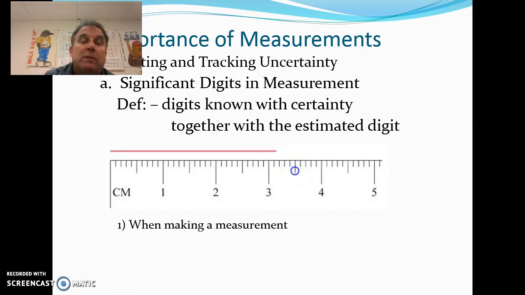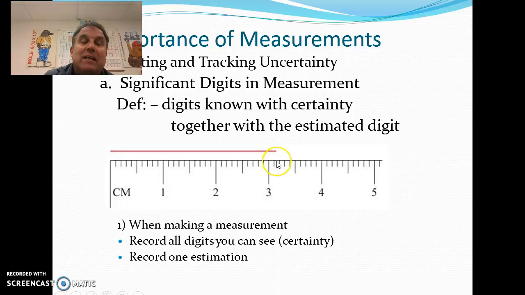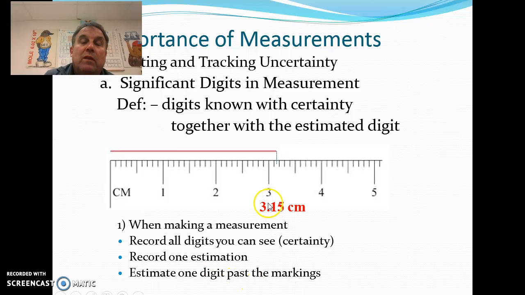When making a measurement, you do three things. You record all digits that you can see. That's what we're certain of. So I can see that it's past the 3.1 line. Then my estimated digit is 3.15. So I want to estimate one past the markings. So the measurement would be 3.15 centimeters, and each one of these digits is significant. So there would be 1, 2, 3 significant digits.